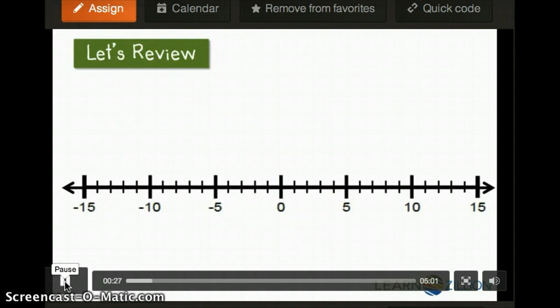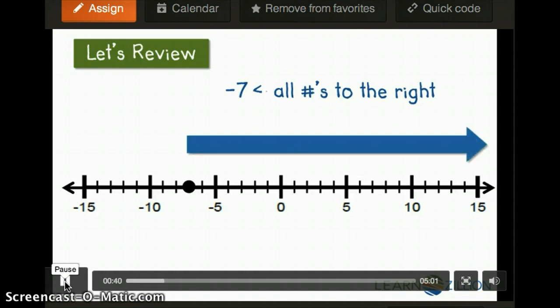Let's look at the relationship between -7 and -5 using a number line. Both numbers are negative, so both numbers will be to the left of 0 on the number line. Now, -7 is less than all numbers to the right of -7 on the number line. Since -5 is to the right of -7, -7 is less than -5.